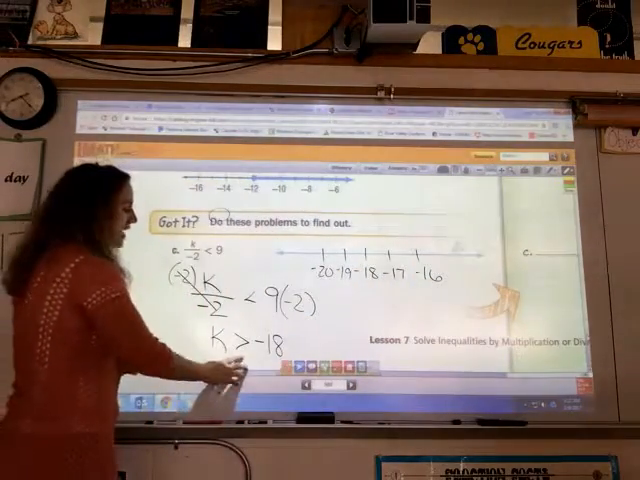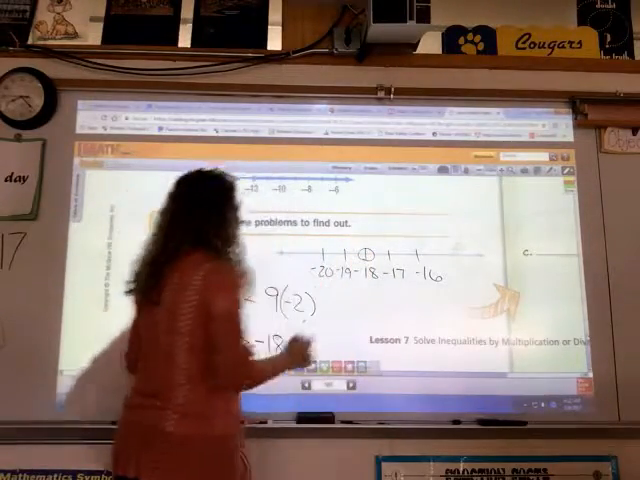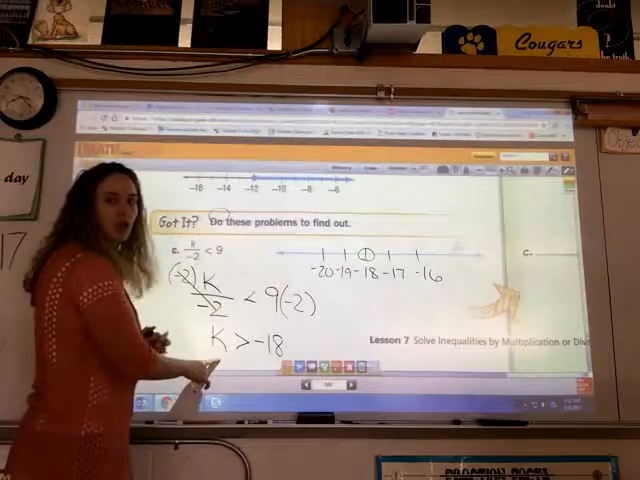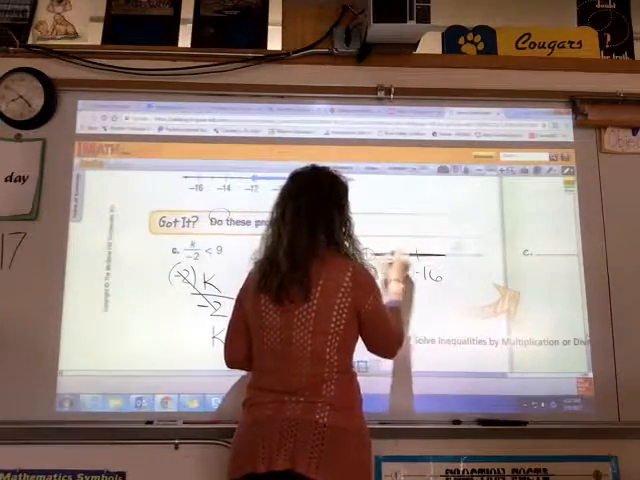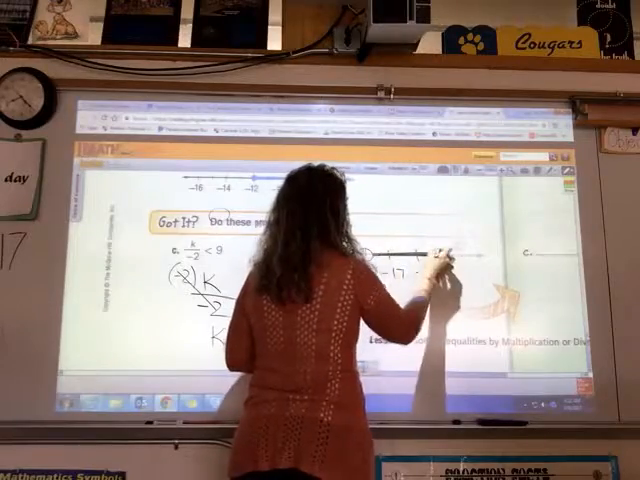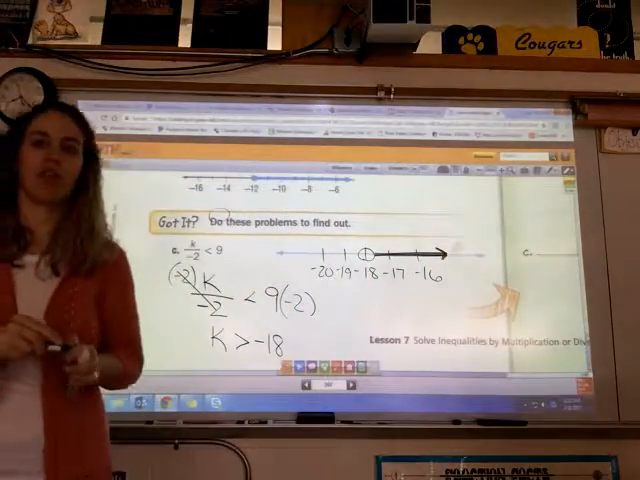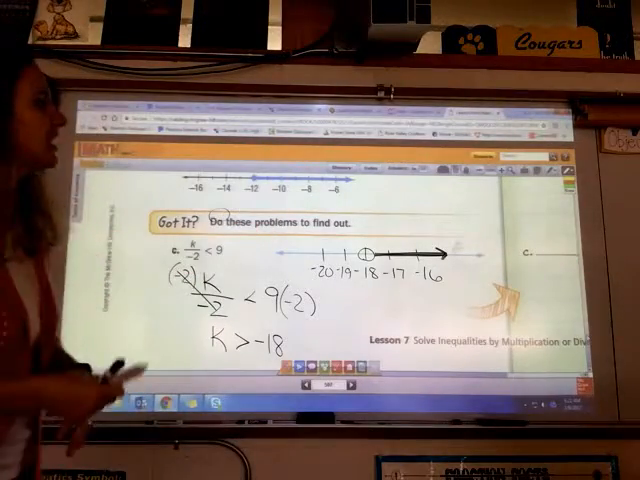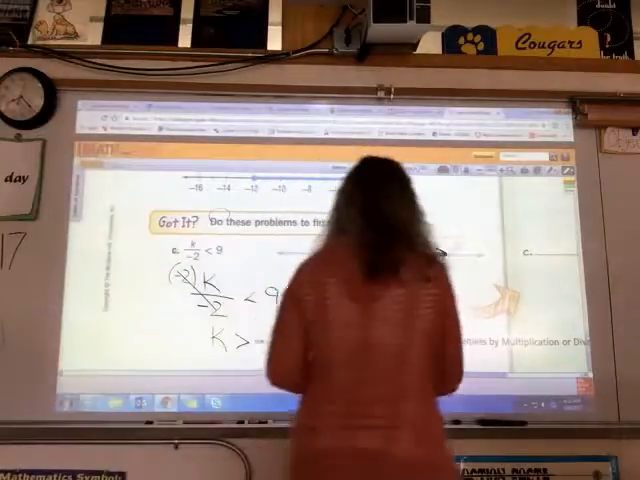Okay, so k is greater than negative 18. It's not including 18, so I'm going to have an open circle on negative 18. I'm looking at numbers that are greater than negative 18, and so that would be to the right. So I'm going to darken it to the right. Remember we talked about graphing the other day. When you're graphing those, make sure you make your arrow or your line significantly darker so we know which way that you're graphing it.